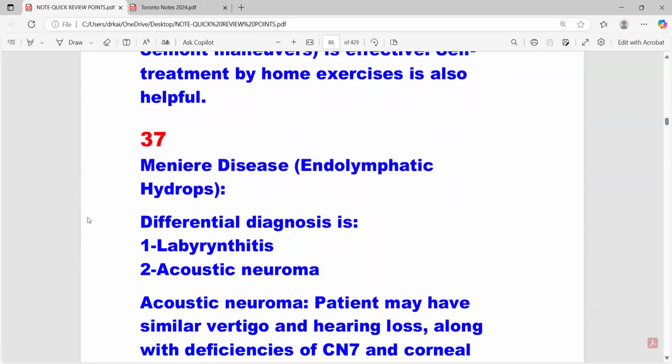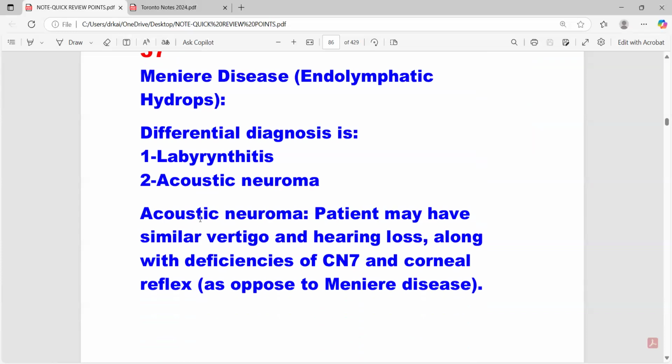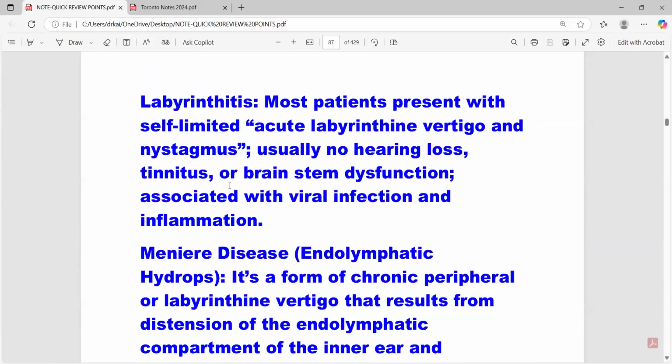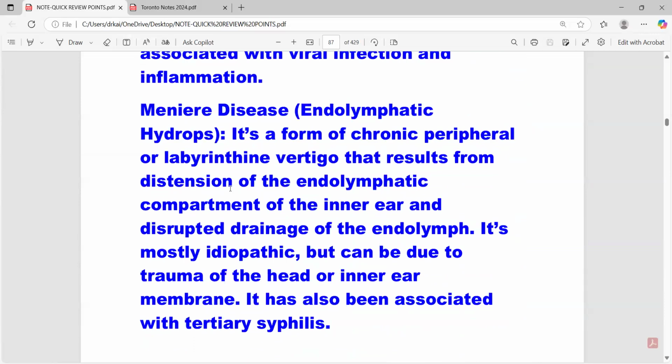Meniere's disease is basically common in old people. The differential diagnosis is important as well because it could be mixed up with others, like labyrinthitis or acoustic neuroma. You can see the acoustic neuroma can also lead toward hearing loss. And then what's the difference from labyrinthitis? So Meniere's disease is important. It's mostly idiopathic and can be due to any trauma and is associated with syphilis too. So don't forget about the syphilis.